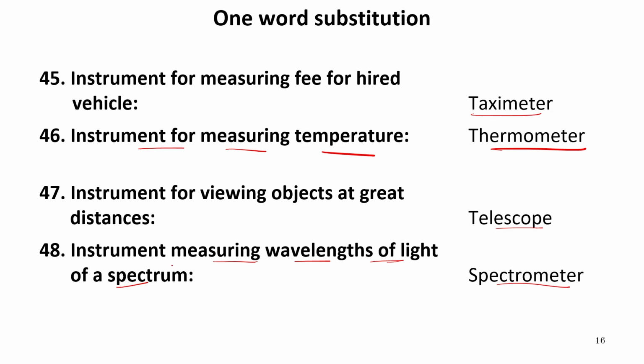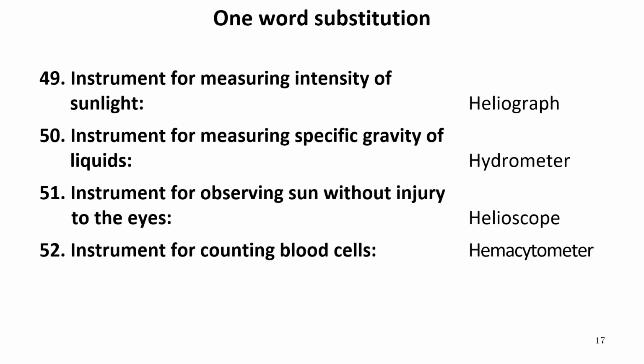Now let us move to the next one. Instrument for measuring intensity of sunlight. This is known as heliograph. Instrument for measuring specific gravity of liquids. This is known as hydrometer. Again, hydro is basically used for liquid and hydrometer. Instrument for observing sun without injury to the eyes. This is known as helioscope. So helio is basically a word used for sun.